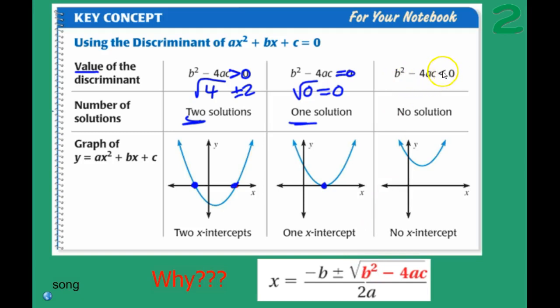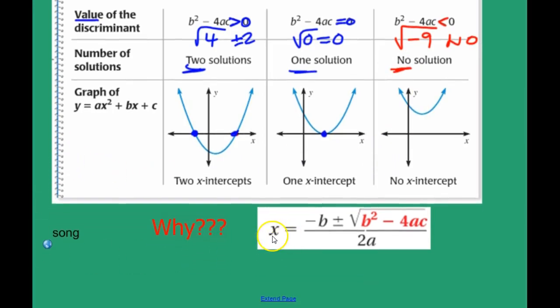If b squared minus 4ac is less than 0, meaning it's a negative number, can you take the square root of a negative number? No, you cannot. That's why there is no solution. Your calculator will tell you error. So again, why? Because the square root of b squared minus 4ac cannot be negative. It can be positive or it can be 0, but if it's negative, that means there's no solution.